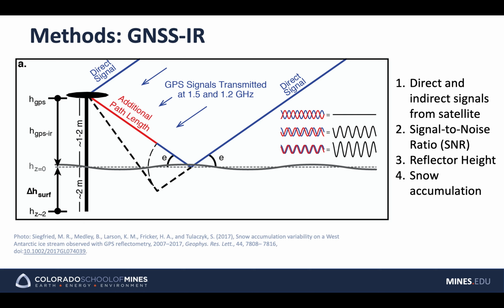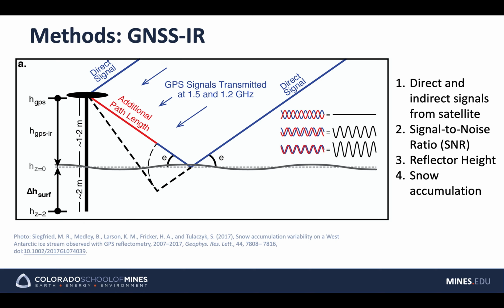GNSS-IR uses this noise in a different manner. Given that the indirect hits have a longer path, shown in red in the diagram, the indirect signal will interfere with the direct signal path, shown in blue in the diagram. The ratio and strength of this interference is recorded as a signal-to-noise ratio. Using some geometry and knowledge of the elevation angle, the height of the reflector can be found.